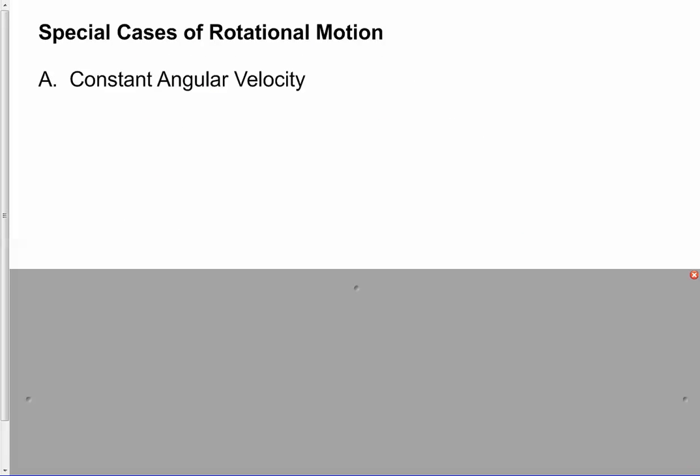Now, just as in the case of 1D motion, we looked at two special cases. We looked at constant velocity motion and then constant acceleration motion. So we can have the same thing here. We could have constant angular velocity motion. So that's just some object spinning at a constant rate. That happens a lot, right? So a record on a record player spins at a constant rate. Okay, so let's just talk about the formulas that would go along with it.